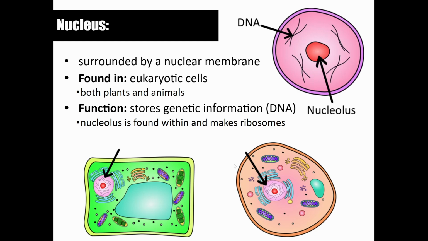Okay. The nucleus is surrounded by a nuclear membrane. So it actually has its own membrane, and it's so specific we call it a nuclear membrane. We find this in both plants and animals. The function for this is to store genetic information, your DNA. This by far is probably the most important part. So important that technically prokaryotes have some version of this, but we don't call it a nucleus because it doesn't have a membrane. But shh, we're not talking about that yet.